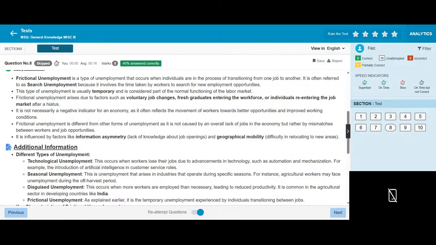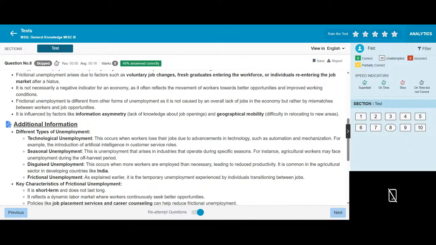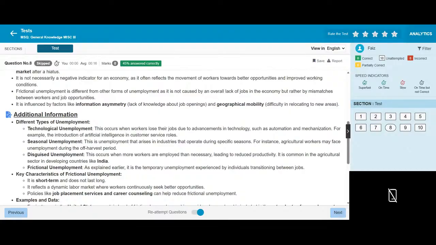Frictional unemployment arises due to factors such as voluntary job changes, resignation in the workforce, or entering the job market after a hiatus. It is not necessarily a negative indicator for the economy as it often reflects the movement of workers towards better opportunity and improved working conditions.